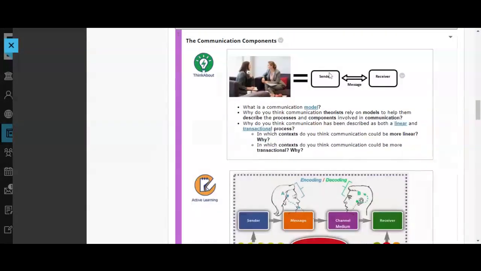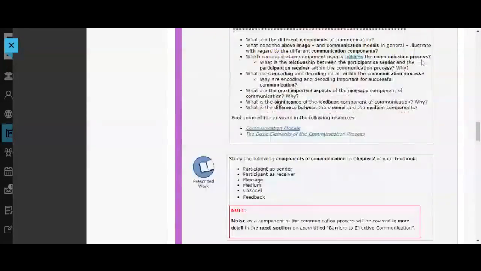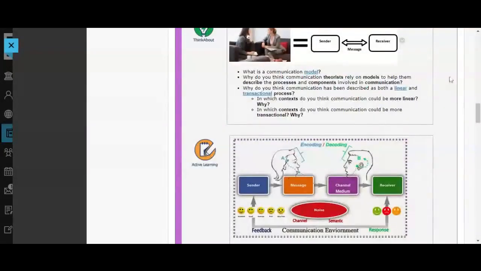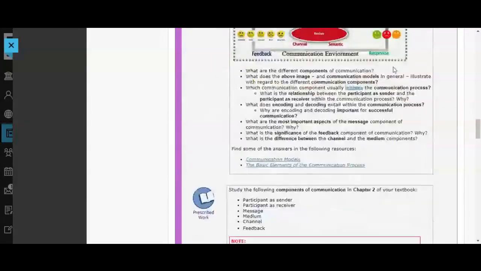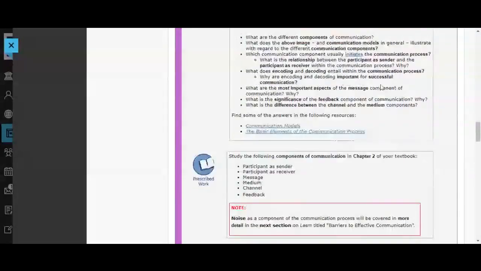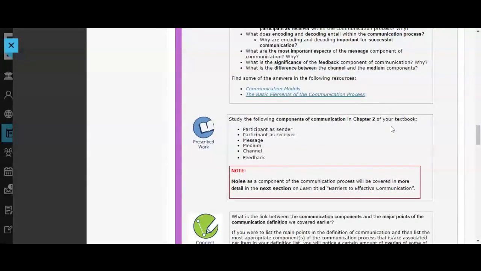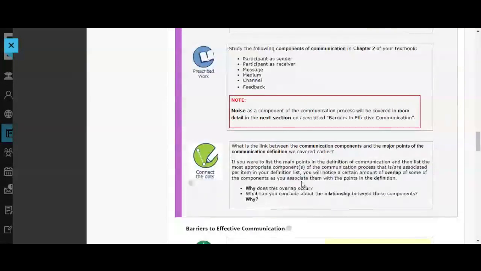The communication components, that's where you start looking at the idea of communication models. And we look at the components. What is communication made up of? So in chapter 2 of your textbook, you will look at these sections: participant as sender, participant as receiver, message, medium, channel, feedback. Noise is going to be covered in detail in the next section of Learn.